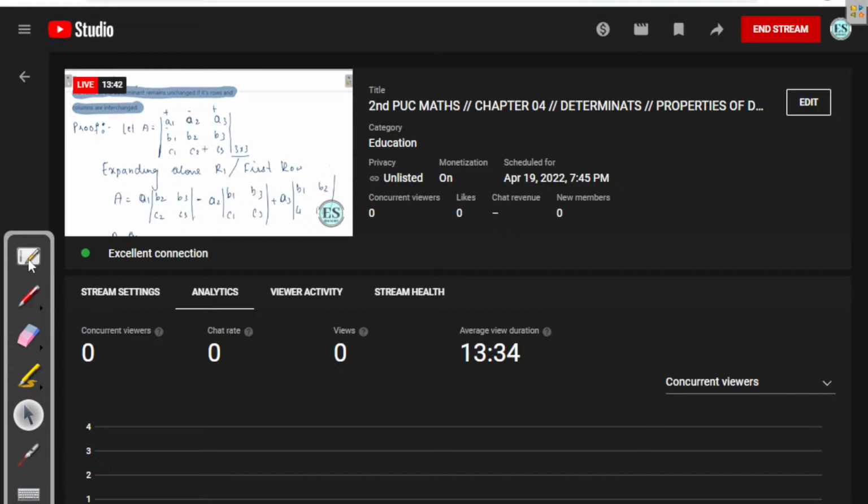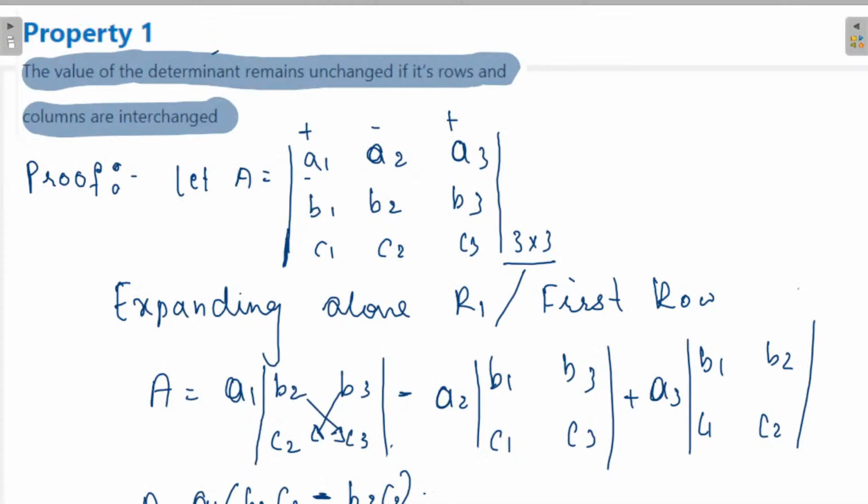Okay. So see, and minus here A2 as usual. Here B1 C3 minus B3 C1. Here plus A3, what it becomes? B1 C2 minus B2 C1.